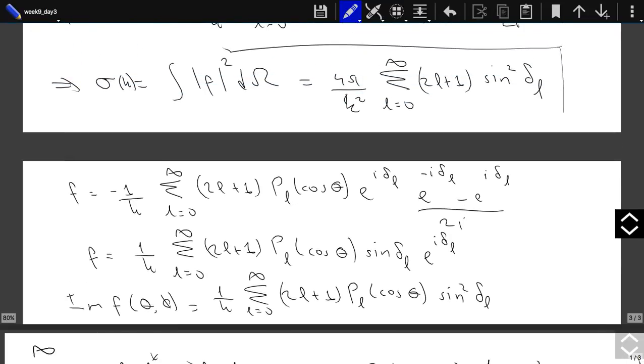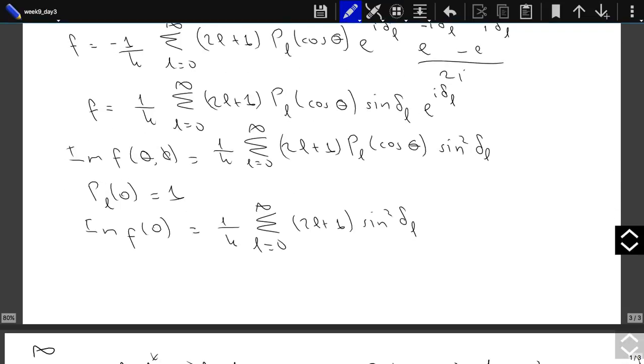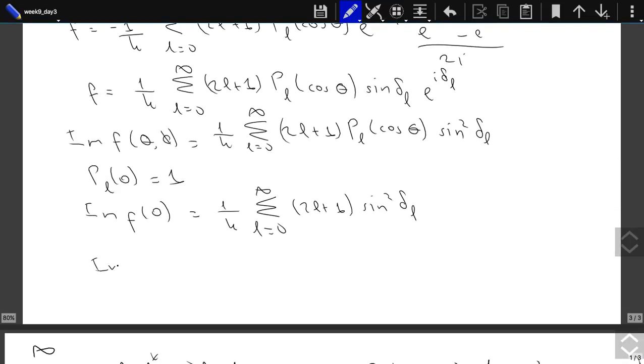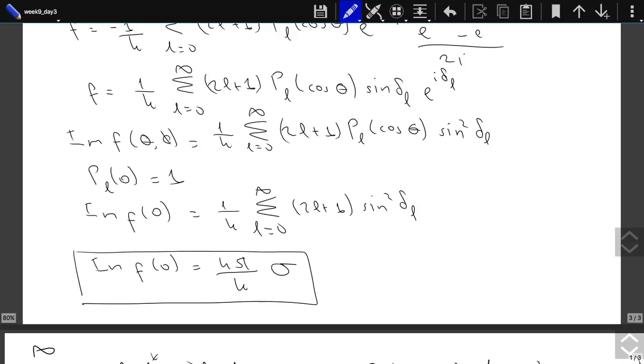Well, let's look at the cross-section. It has the same sum, but there's an additional 4 pi over k. So the amplitude for no scattering, or forward scattering, f is by definition the scattering amplitude, but there is no direction, the orientation doesn't change. So the imaginary part of the forward scattering amplitude basically gives us the total cross-section. This is called the optical theorem.